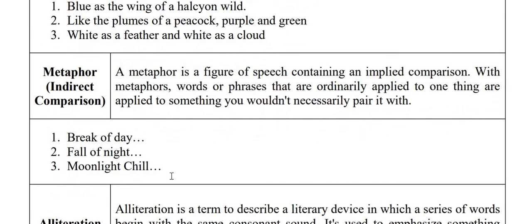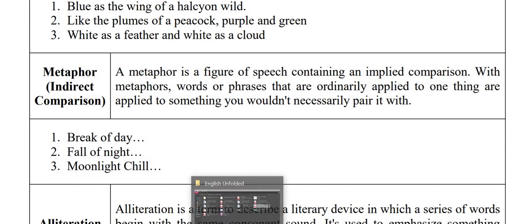Metaphor means indirect comparison. Now what is this indirect comparison? We can't see it. So a metaphor is a figure of speech containing an implied comparison. So there is comparison, but you will not see any words like or as. With metaphors, words or phrases that are ordinarily applied to one thing are applied to something you wouldn't necessarily pair it with. Suppose I say, a very famous example is the ship of the desert. Ship of the desert is camel. So this is a metaphor. I'm indirectly comparing them. So the very first example here is break of day.